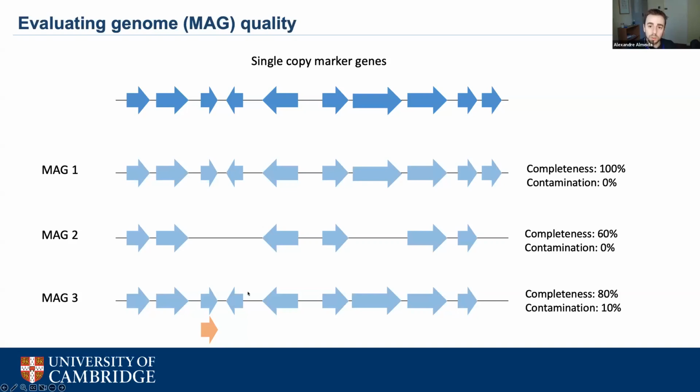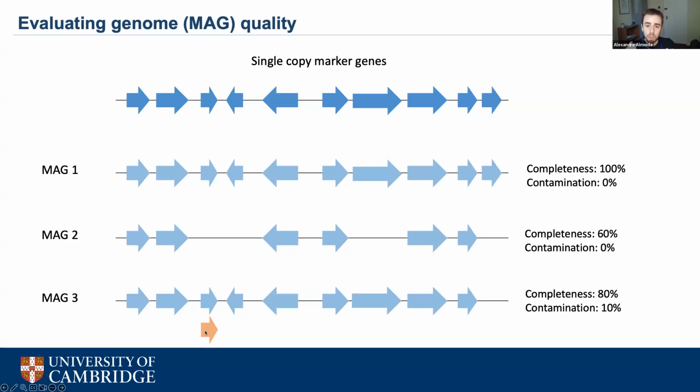Now, you might run into an issue where not only are some genes missing, but for certain genes, you might actually have more than one copy of that gene. In this case of the MAG, we're missing the gene here at the end, and we also have double copies of this one. So what this suggests is that not only is this MAG not complete, so it's about 80% complete, but it might also be contaminated.